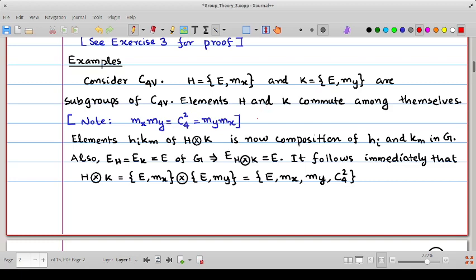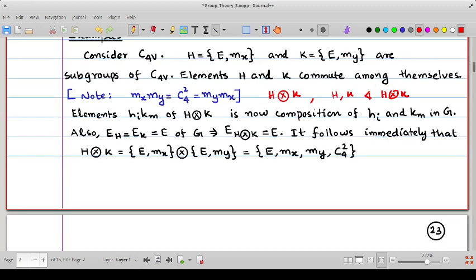Therefore we can see that the outer product H cross K forms an outer product group, and the subgroups H and K are normal subgroups of H outer product K as well. So let us find out the outer product group H cross K.